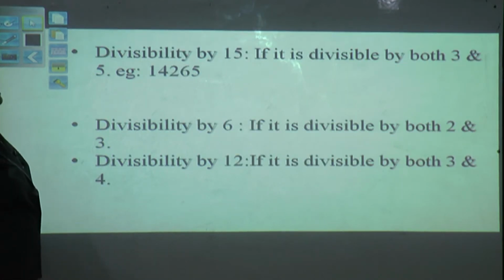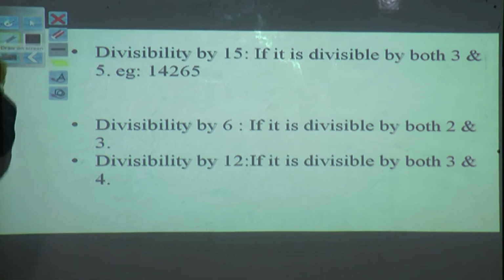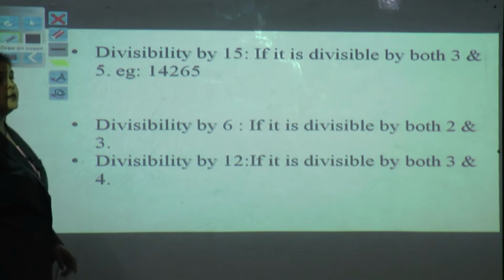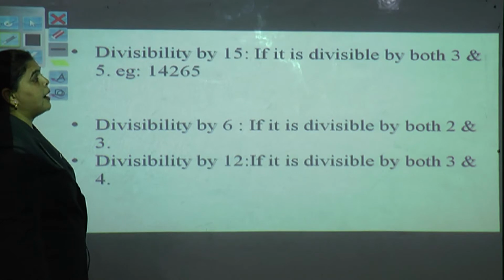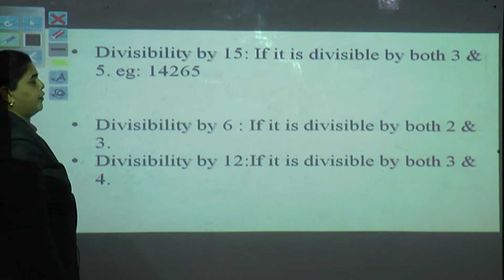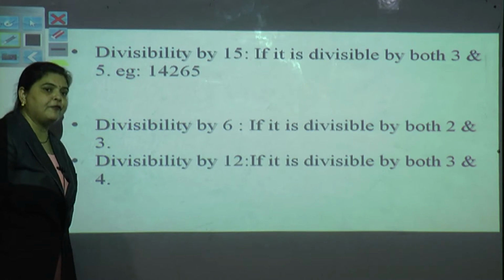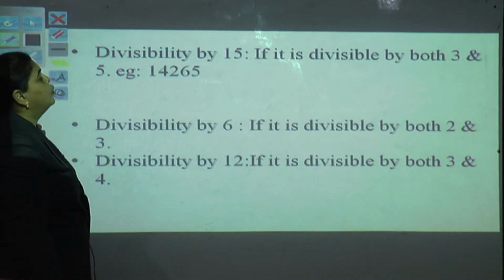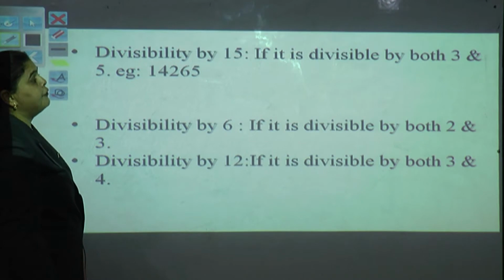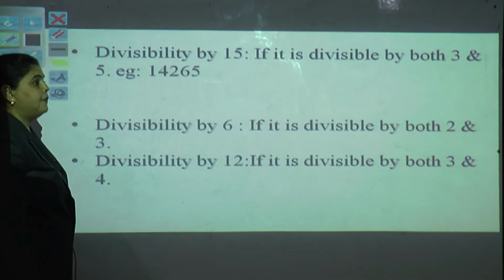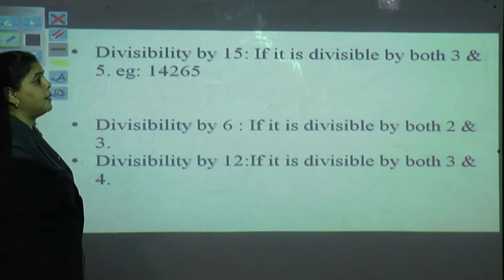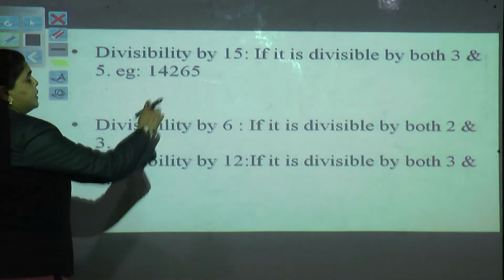Now we will learn divisibility by 15. What is the divisibility by 15? Already we had learned one by one. I told in the previous lecture that divisibility by 15 means it is divisible by both 3 and 5. You know what the factors of 15 are? 3 and 5. So these are the two numbers. If that number is divisible by 3 as well as 5, then we can say this number is divisible by 15. You know what the divisibility by 3 is?